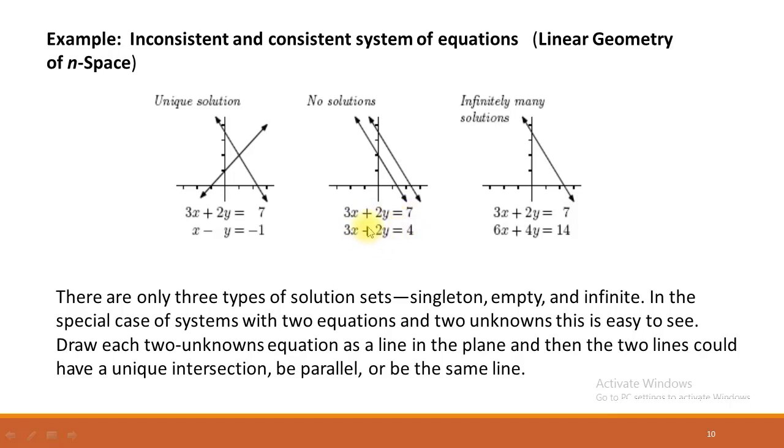And we have another system, 3x plus 2y is equal to 7 and 3x plus y is equal to 4. For the solution, if we subtract the second equation from the first equation, we get on the left hand side 3x minus 3x, 0, 2y minus y, and on the right hand side 7 minus 4 will be 3. So 0 does not equal 3. It means that the system has no solution.